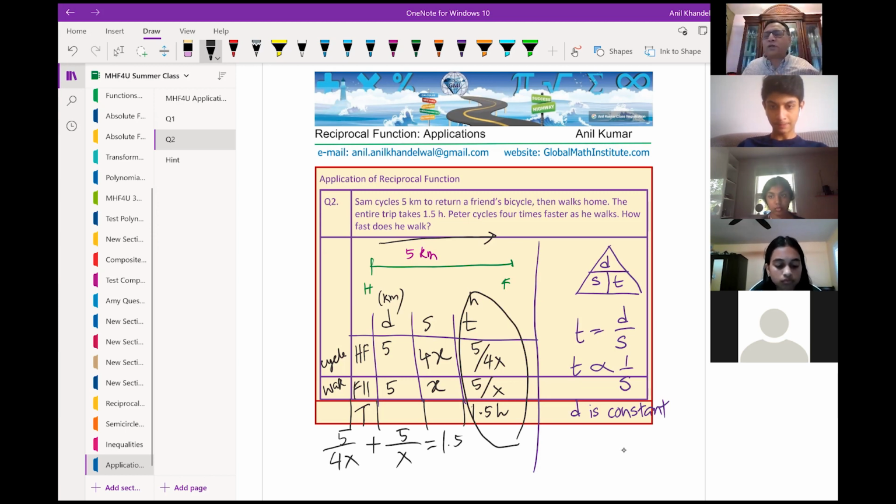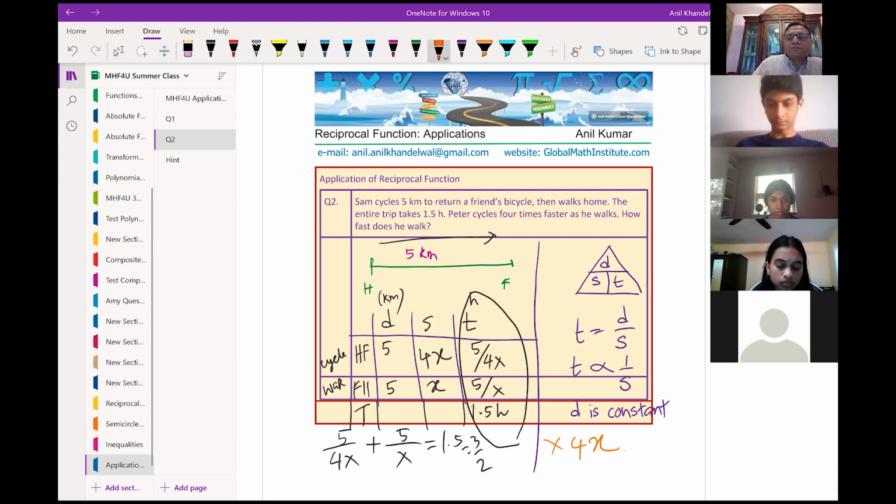Now, most of the students will leave it in decimals. However, I like fractions. So 1.5 can be written as 3 by 2. Can we easily solve this equation and get the answer for x? Take a common denominator or multiply everything by 4x, correct? Just times by 4x.